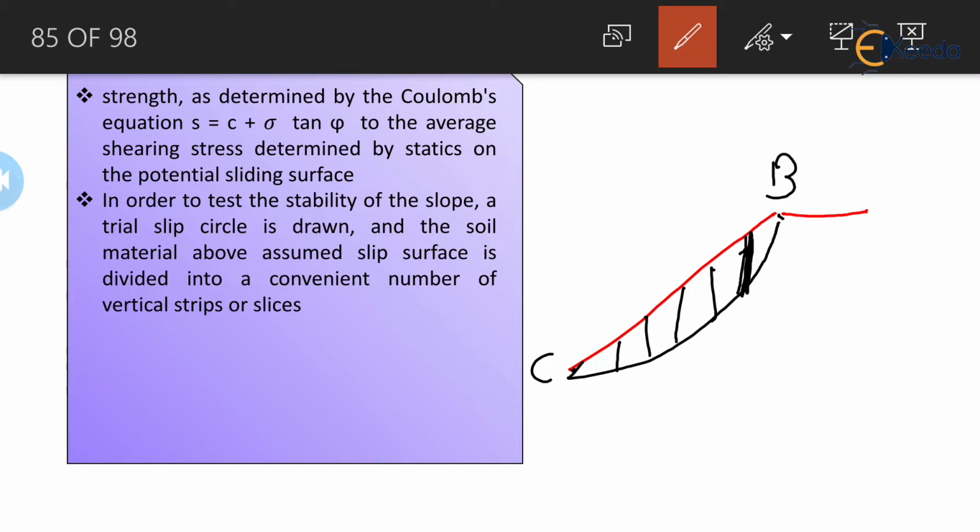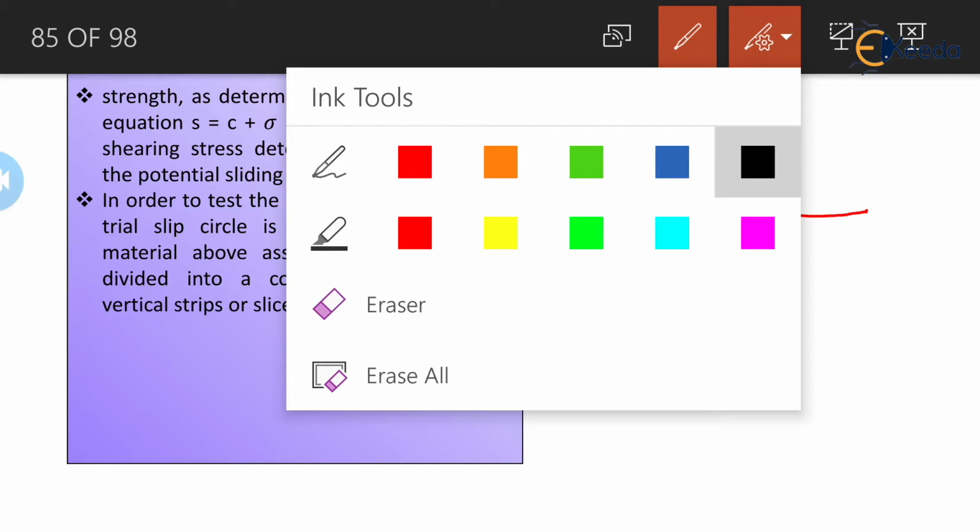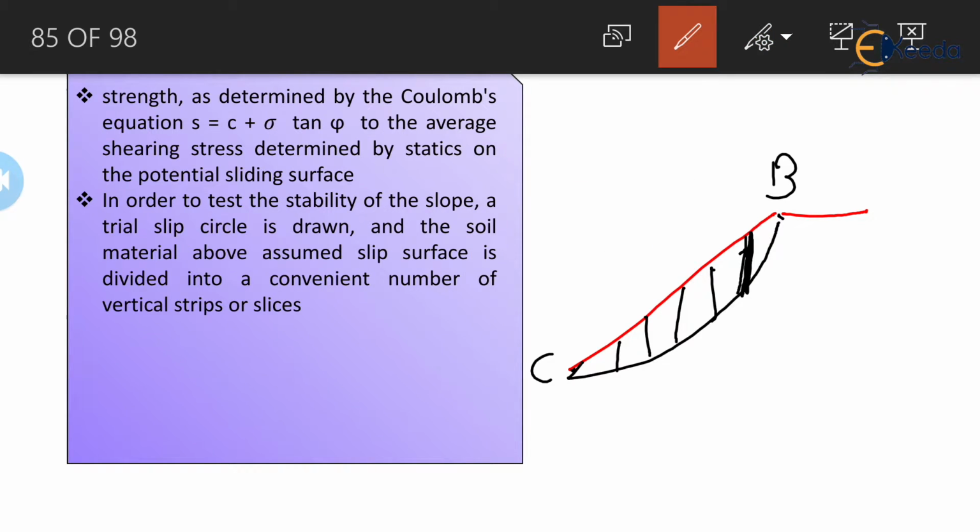So after drawing this and after considering the forces that we are going to neglect, the weight of each slice is assumed to act at its center. So here basically we need to draw the weight of each particular slice. Means what? If this is your slice 1, this is slice 2, this is 3, this is 4, this is 5.